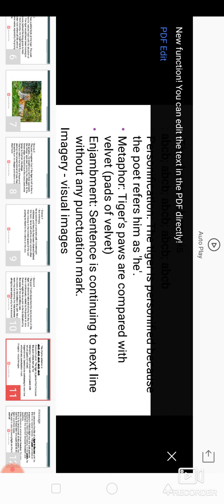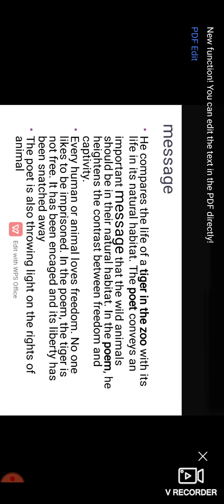The tiger is personified because the poet refers to him as he. Tiger's paws are compared with velvet. Message: the life of a tiger in the zoo is compared to its life in its natural habitat. The poet conveys an important message that wild animals should be in their natural habitat. In the poem, he heightens the contrast between freedom and captivity.